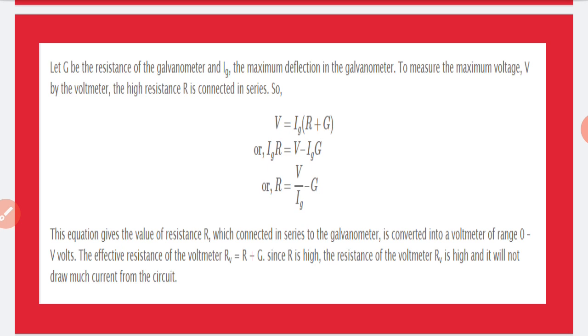of range 0 to V volt. The effective resistance of the voltmeter RV is R plus G because both are connected in series. In series we add both, so the effective resistance is R plus G. Since R is high, the resistance of voltmeter RV is high and it will not draw much current from the circuit.